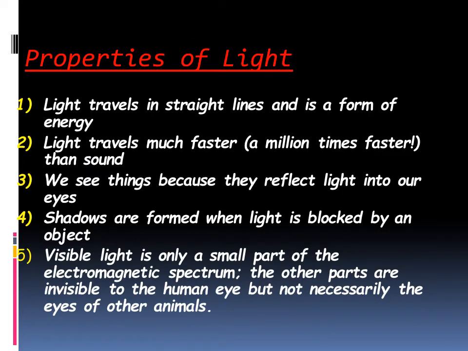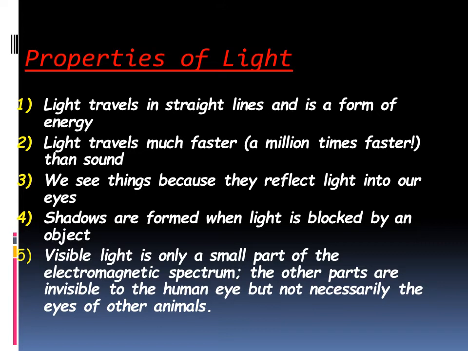Then let's move towards more properties. So number one property was light travels in a straight line and is a form of energy, and we discussed that also. We discussed using the cardboard and a candle. Second, light travels much faster, that means 1,000,000 times faster than sound. We also have an example there of lightning and thunder. Then we have an example of a gunshot.